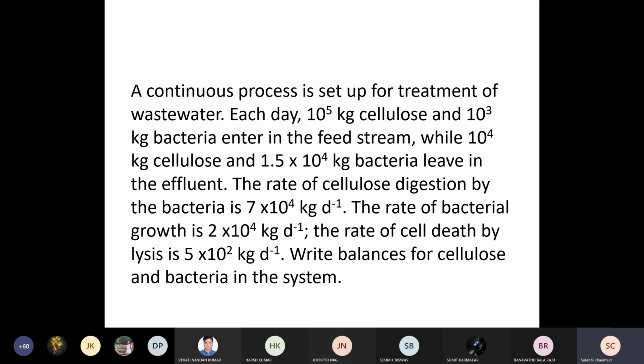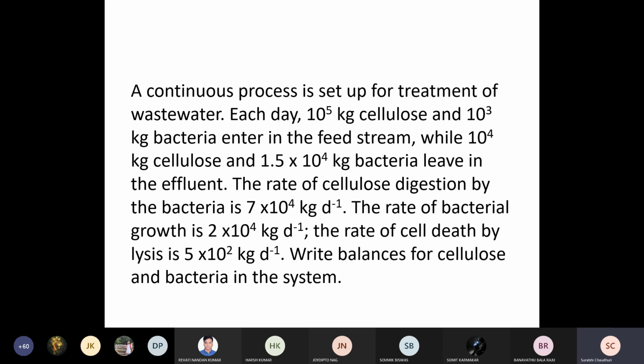And for bacteria, the rate of bacterial growth, bacteria is produced at the rate of 2 into 10 to the power 4 kg per day. And the rate of bacterial cell death: bacteria grow exponentially, then reach a stationary stage, then start dying. So the rate of cell death is 5 into 10 to the power 2 kg per day. So you write the balance for both and tell me about the accumulation of cellulose and bacteria.